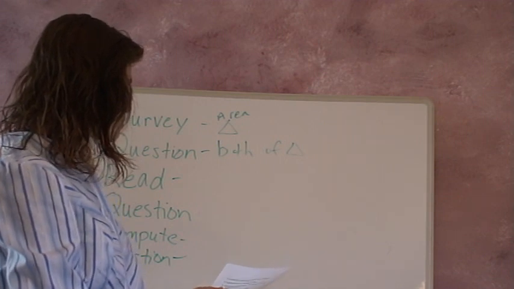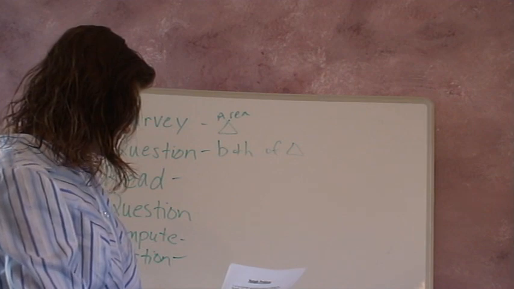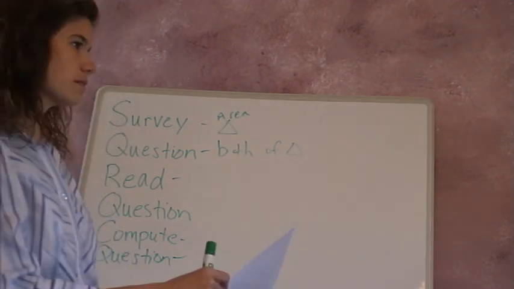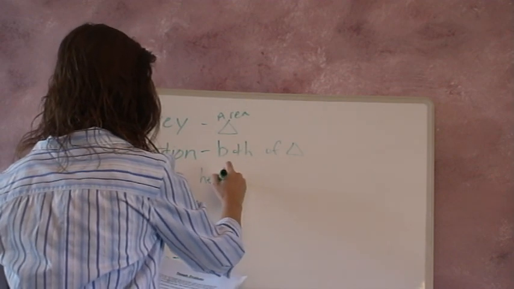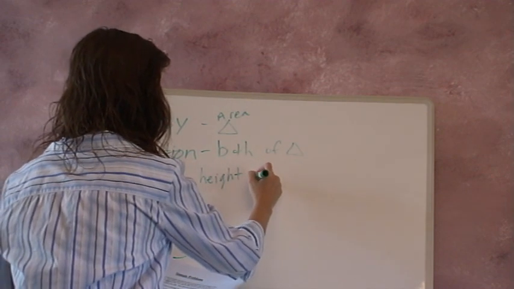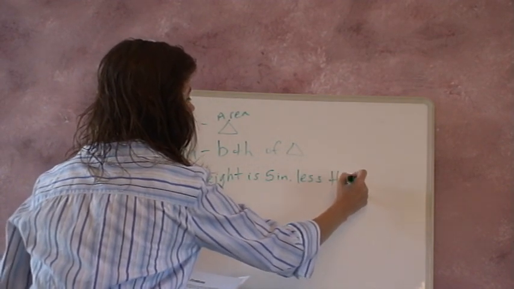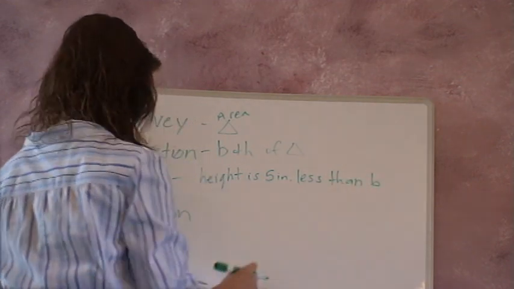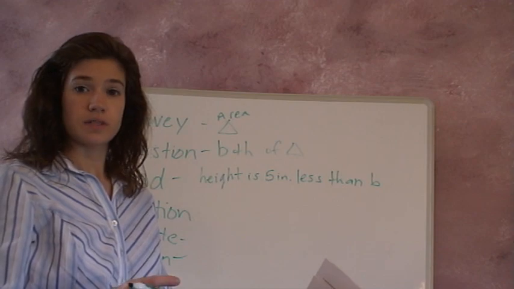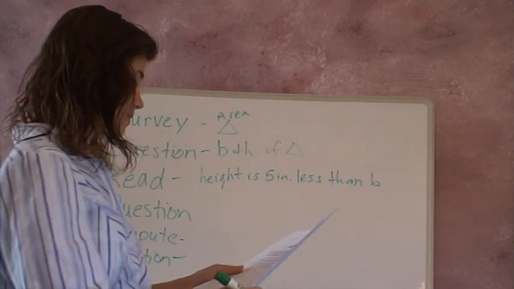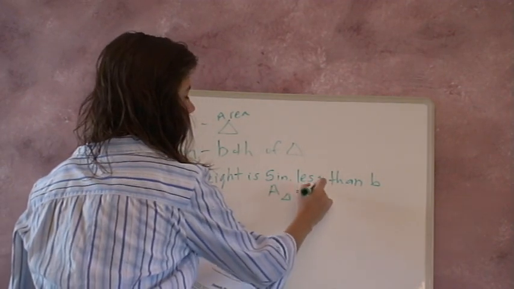Alright, next we want to read the problem and gather specific information. So let's look. The height of the triangle is 5 inches less than the length of the base. So we'll write here in words, the height is 5 inches less than B for base. And what else did we know? Johnny? That's right, the area is 52 square inches. So the area of the triangle equals 52.